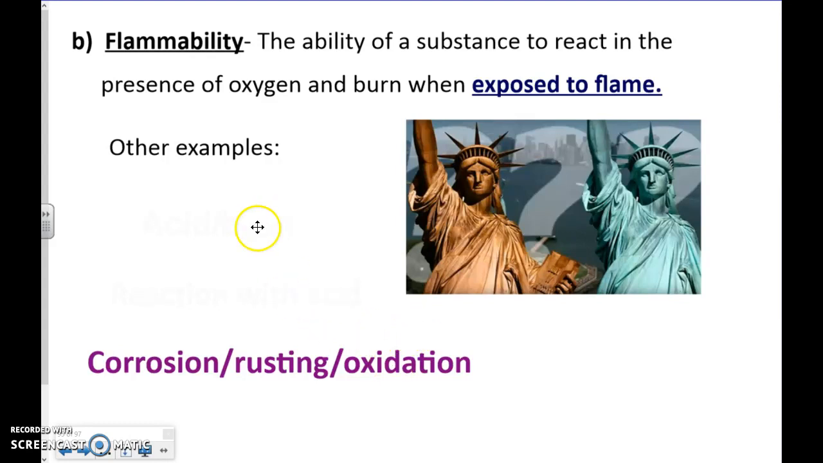Something else you're probably pretty familiar with was acidity or basicity. You know, what level are they on the pH scale? That's another example of chemical properties.